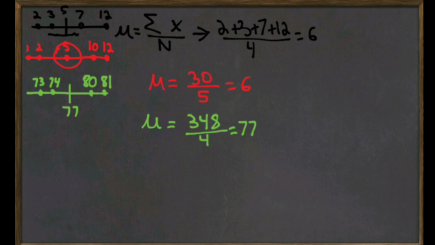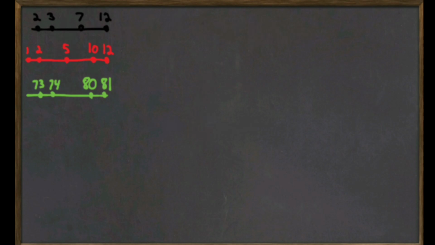Okay, so the mean, we had a mean of 77, and we had a mean of 6, and then also a mean of 6 in here. Okay, so just so we can remember where we were. And so again, that gives us an idea of where the center of our data is.